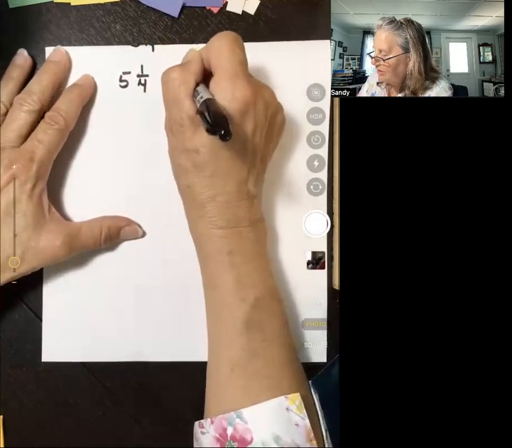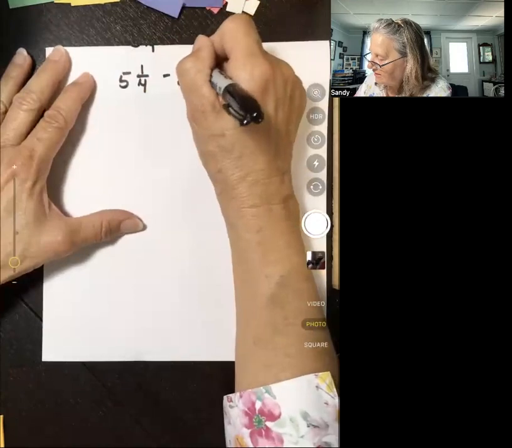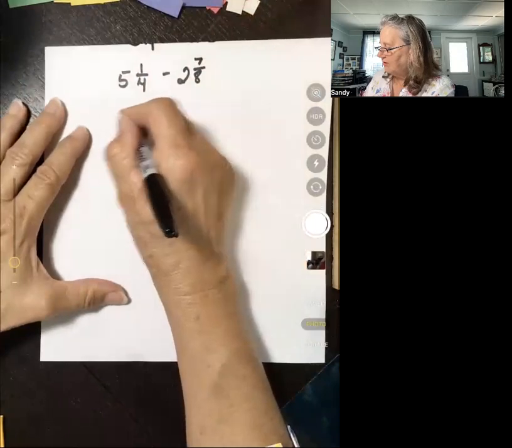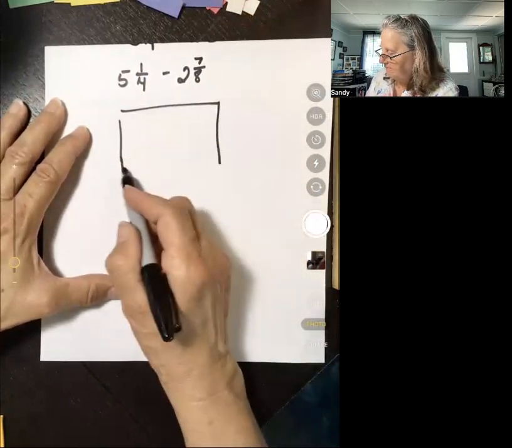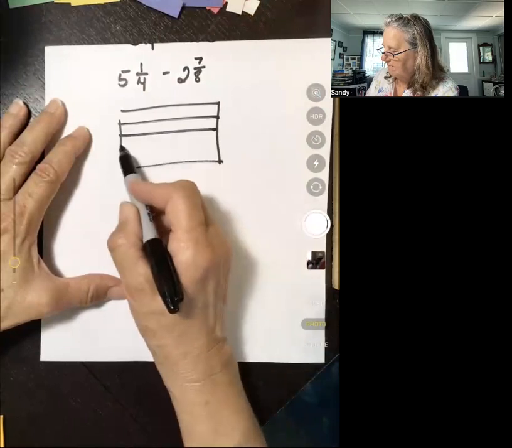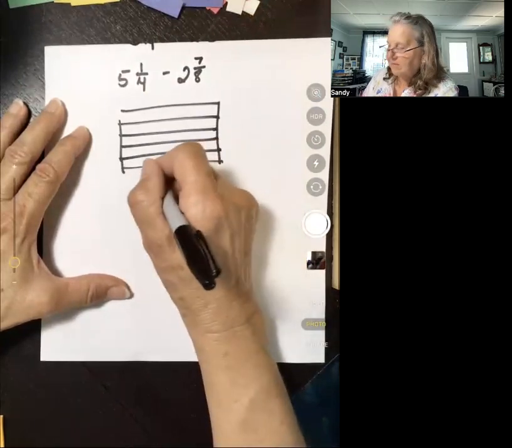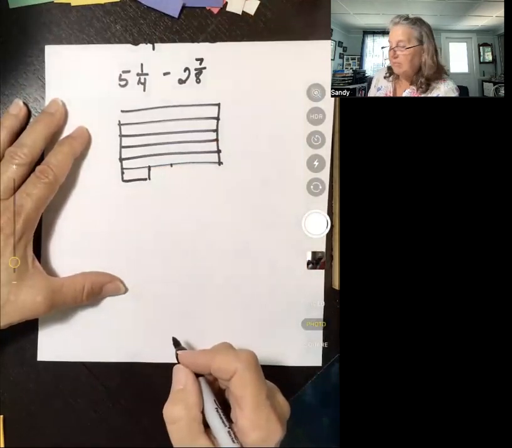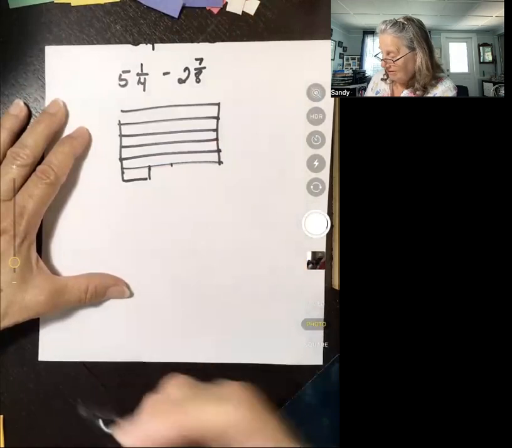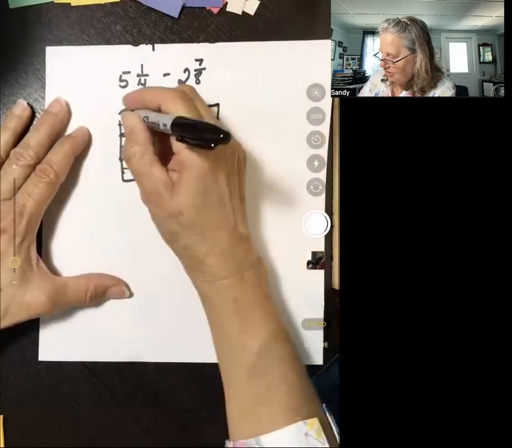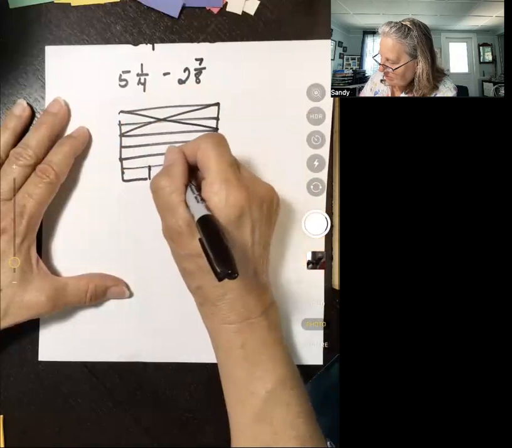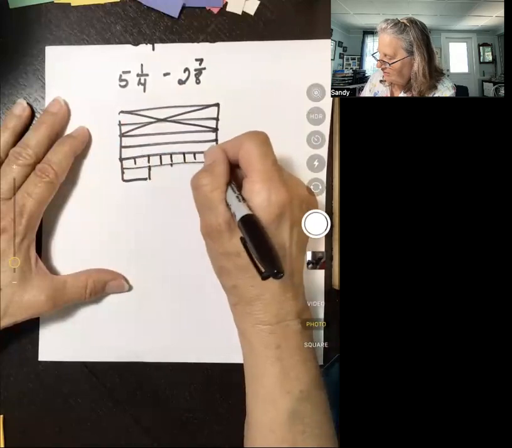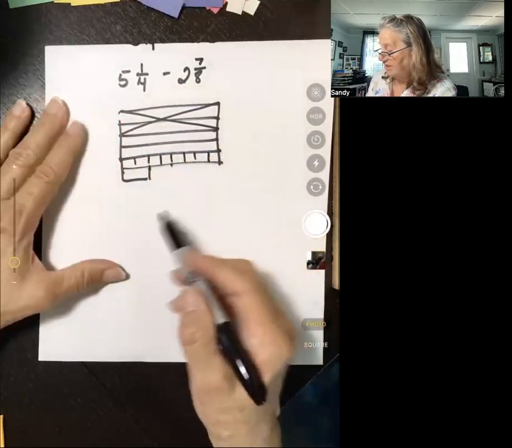We remove 2 and was it 7/8? And I want to decompose a whole. I'm going to start with the same type picture. But remember our other is decompose a whole, right? Decompose a whole. So I'm going to remove the 2. And this time I'm going to decompose this into 8ths. And I'm going to remove 7 of them.